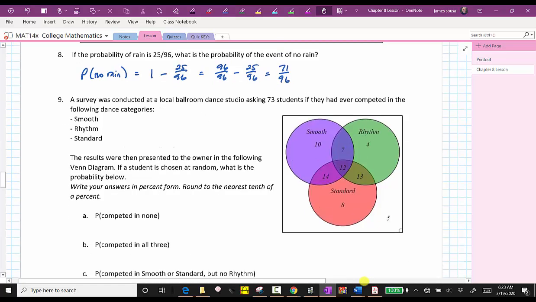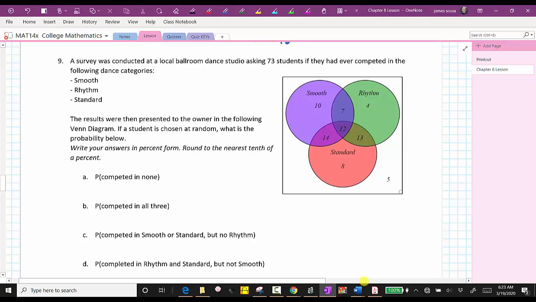And for our last example on probability, we'll be using this Venn diagram shown here below, where the numbers indicate how many elements, or in this case, how many students are in a particular set. A survey was conducted at a local ballroom dance studio asking 73 students if they had ever competed in the following dance categories. We have smooth, rhythm, and standard. The results were then presented to the owner in the following Venn diagram. If a student is chosen at random, what is the probability below?